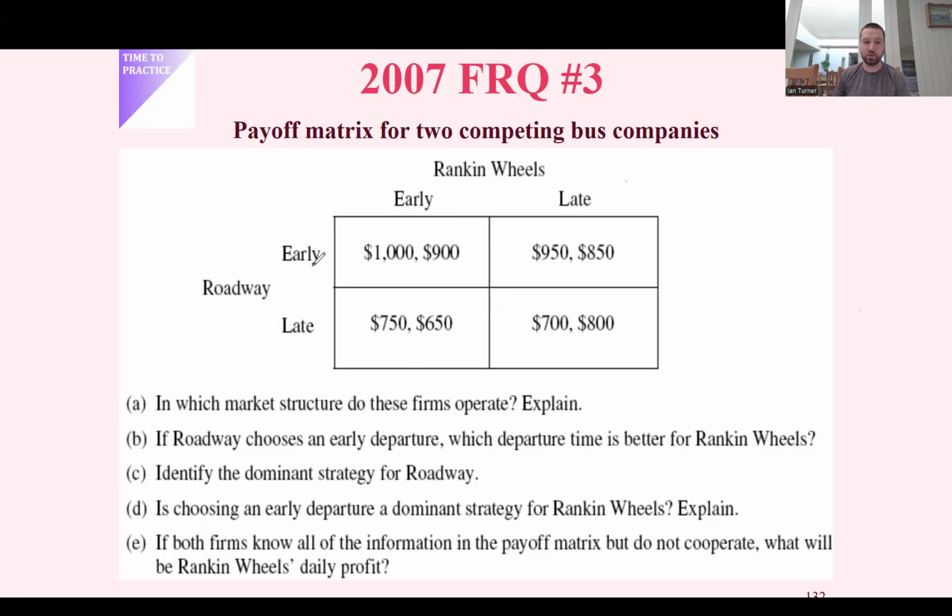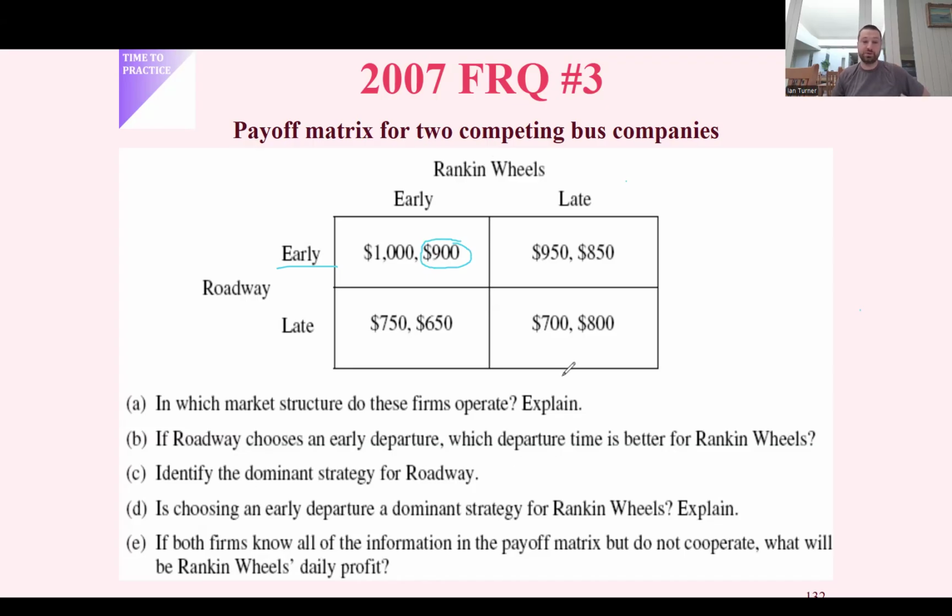So Roadway is going early. So we're in this top bracket. Ranking Wheels is the second one, right? So 900 is definitely better than 850. So Ranking Wheels is going to choose early. Okay, so if Roadway goes early, Ranking Wheels is going to go early. So that's for Ranking Wheels.